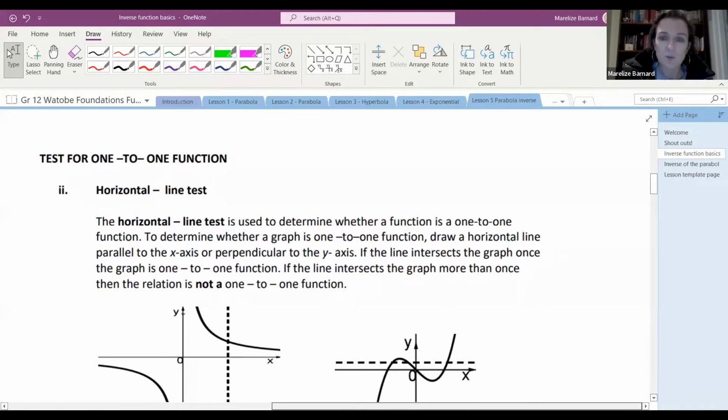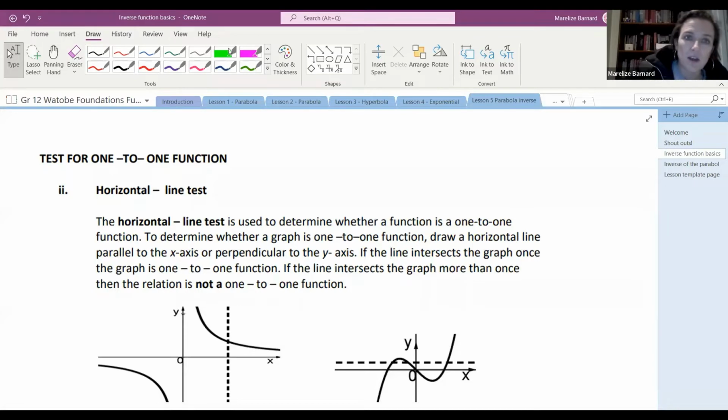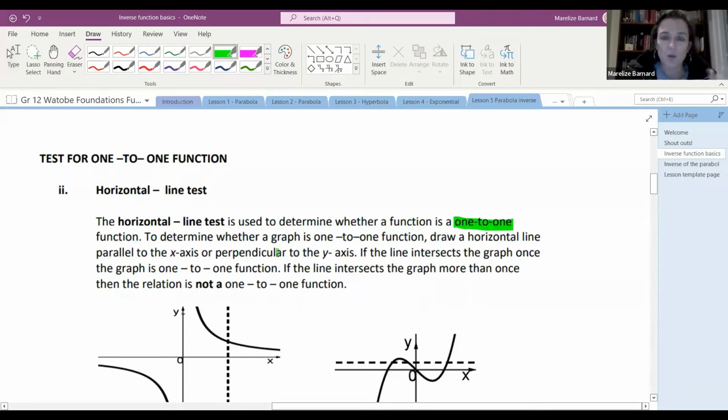Okay, now along with the vertical line test, we also have the horizontal line test. The horizontal line test is to determine whether a function is a one-to-one function. So once we've decided using the vertical line test that a graph is a function, then you use the horizontal line test to see if it is a one-to-one function.